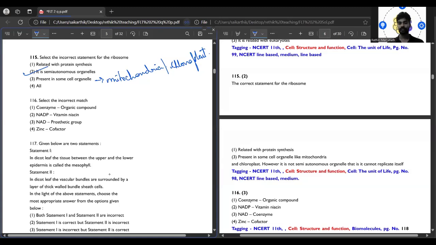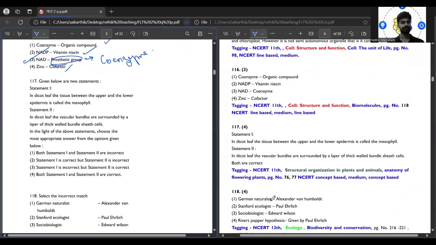So the coenzyme organic compound, correct. NADPH, that is vitamin C, is also correct. Then NAD is actually a coenzyme, and zinc is a cofactor. So option 3 is correct.